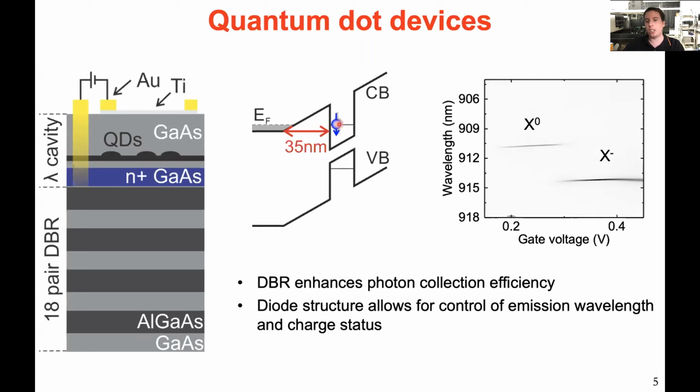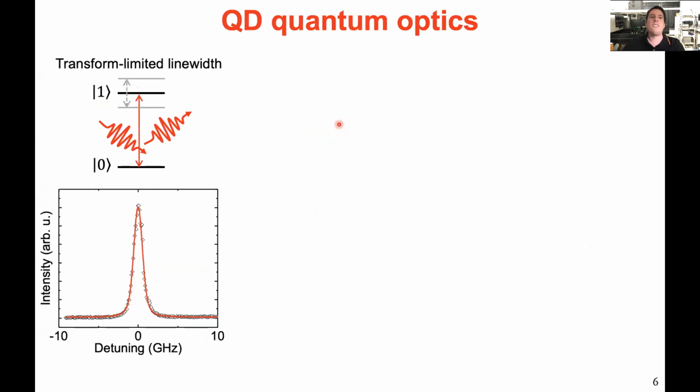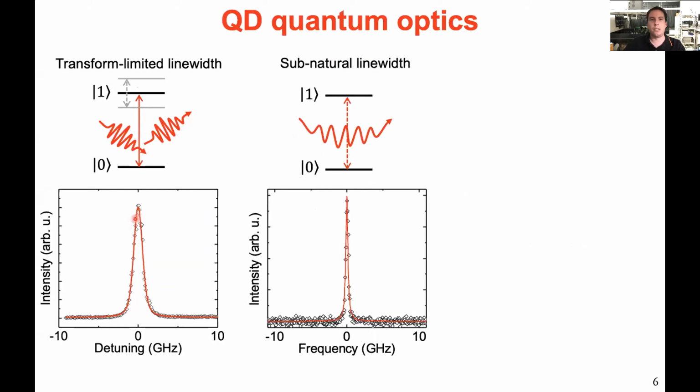With such a structure and fully resonant excitation, quantum dots have emerged as a nearly ideal two-level system for testing quantum optics in recent years. For example, when you resonantly excite this two-level system and tune the transition frequency of your excitation laser, you can see nearly transform-limited line widths.